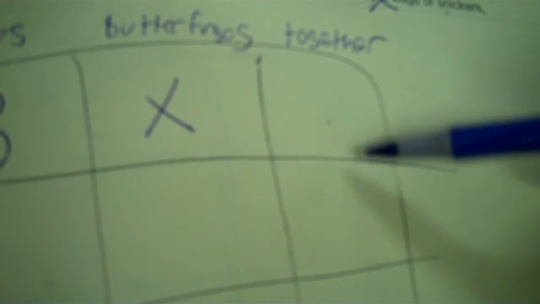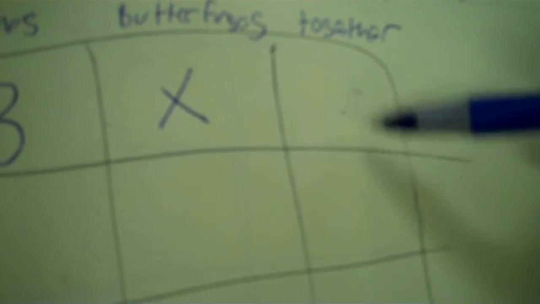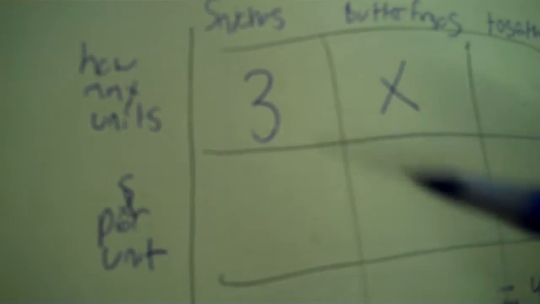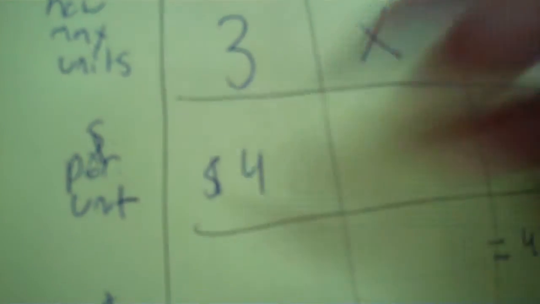Now leave these 2 empty for today. Just trust me, leave these 2 empty. You're not going to put anything there. Just leave them empty. Now cost per unit, well the dollars I have is $4, that's Snickers. And then Butterfingers cost $5.